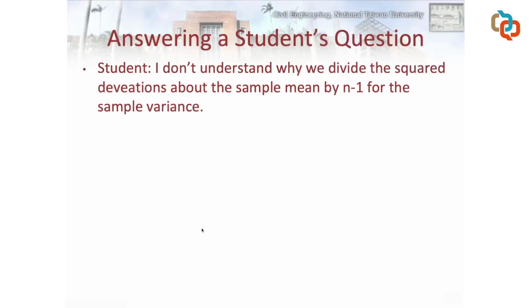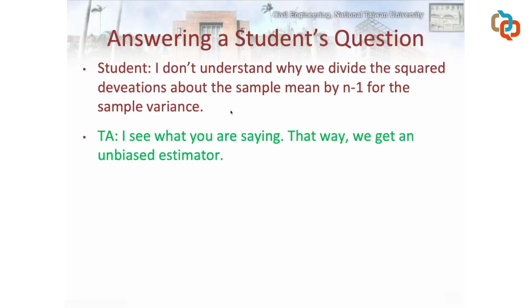So the following is a second example. The student said, I don't understand why we divide the square deviations about the sample mean by n subtracted by 1 for the sample variance. So the student seems very, very specific on what she or he is trying to ask, right?